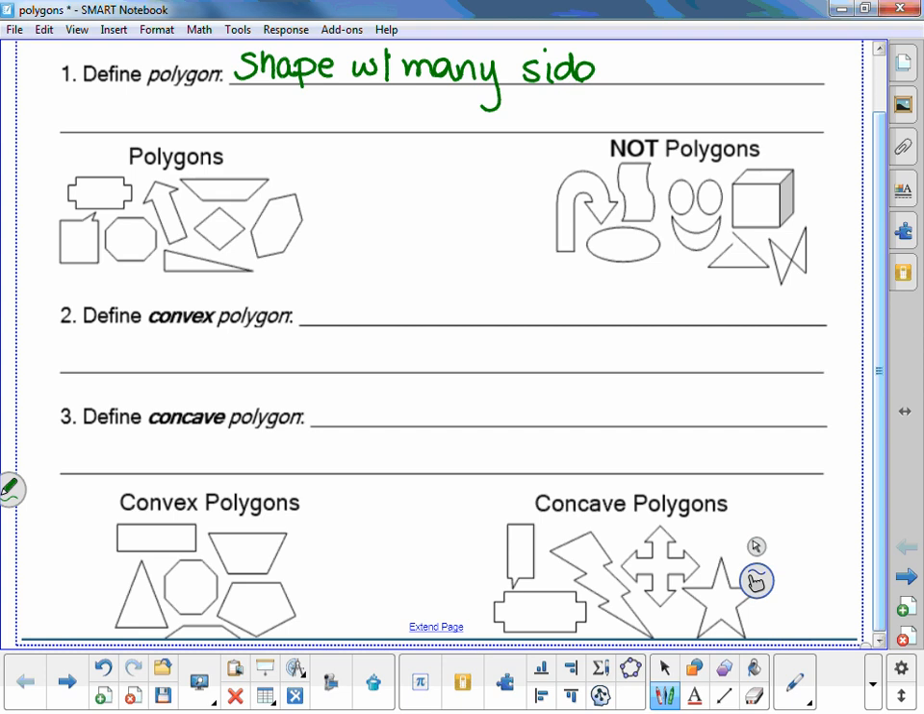Convex is all vertexes are on the exterior. And then concave, thinking of a cave, well, that's an R. The vertexes could be interior.